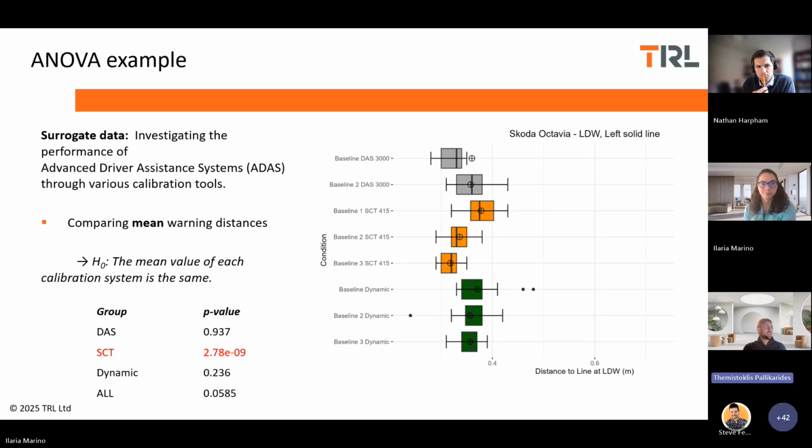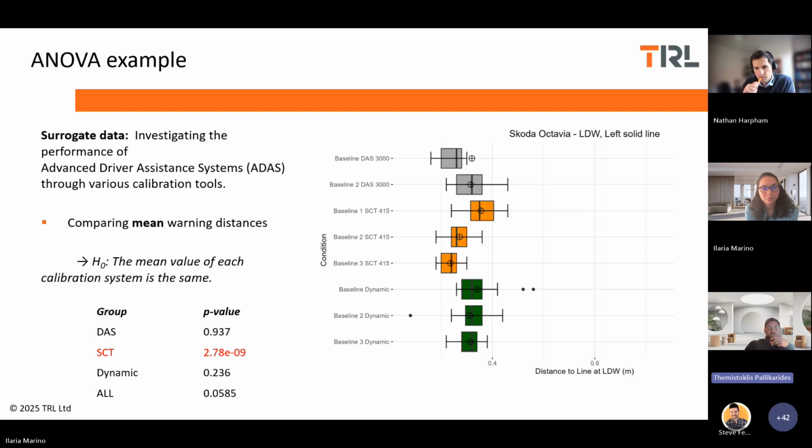Again, another practical example is an investigation that was also conducted by TRL. Yes, so we were investigating the advanced driver assistance systems, ADAS systems, through various calibration tools. And the surrogate data for this one was the warning distances from these tools. So we were comparing the means of these warning distances with a null hypothesis that the mean value of each calibration system remains the same.